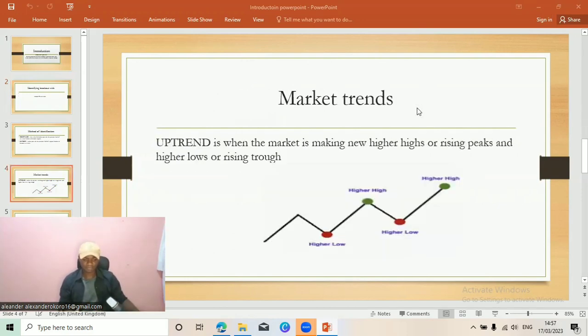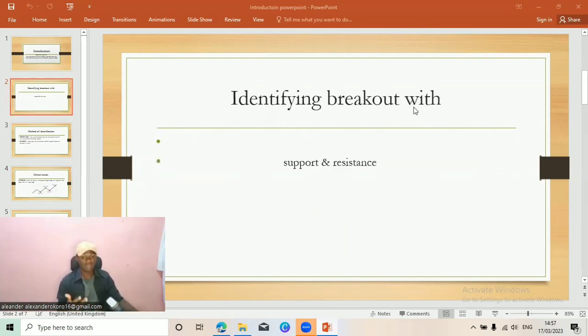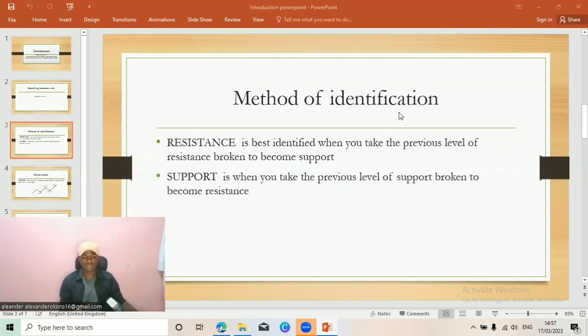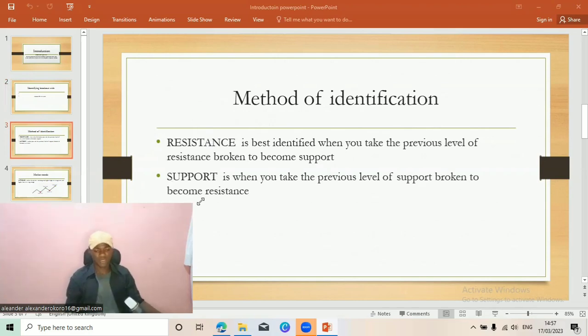Now, after that, we'll look out for our mode of identification. All right. Now, let me quickly increase this so that you can gain more view, right? Good. Okay. Now, method of identification.